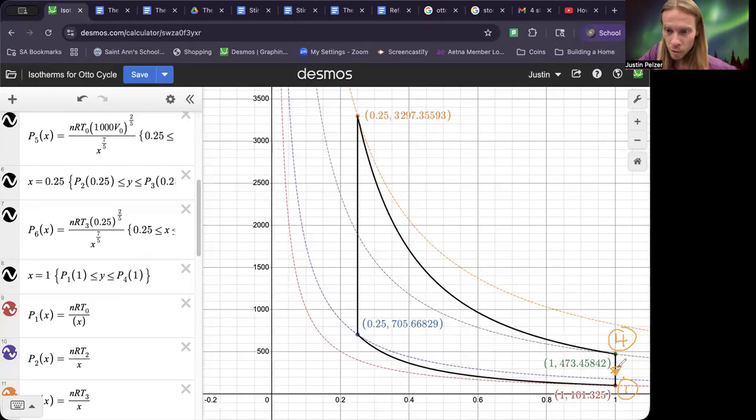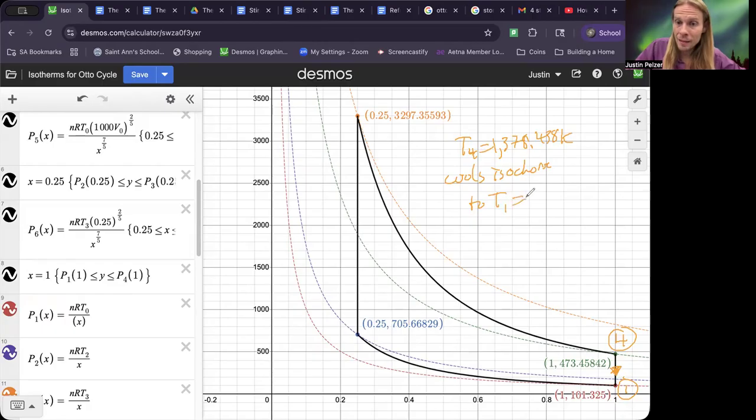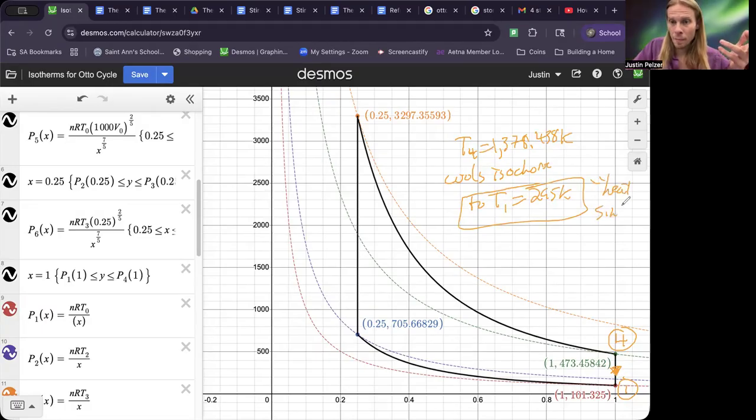4 to 1, we're just going to do a pop quiz. What type of process is this? Isochoric cooling. How do we cool it? Well, we had temperature 4 at 1,378.438. And we just connect it to the external room. We let the room cool it down and it cools isochorically back to T1 at room temperature. So this is like the ice, right? This is what we call the heat sink, or the heat dump.